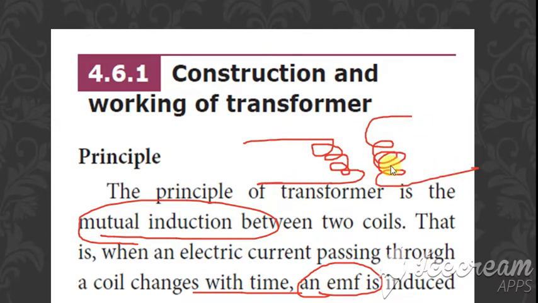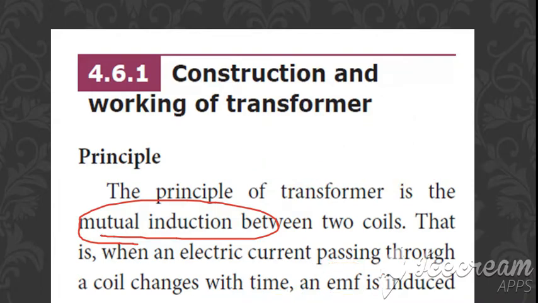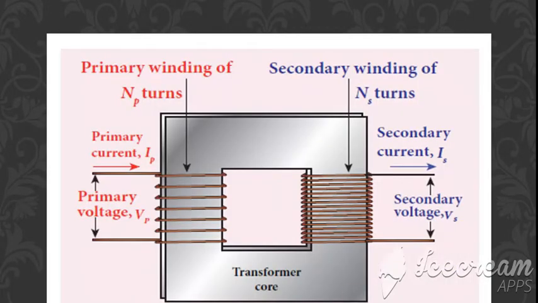Mutual induction means, if you are passing current in one coil, then in the next coil there will be mutual induction. If current passes in one coil, there will be mutual induction in the next coil. So this is the principle of this transformer. Clear?